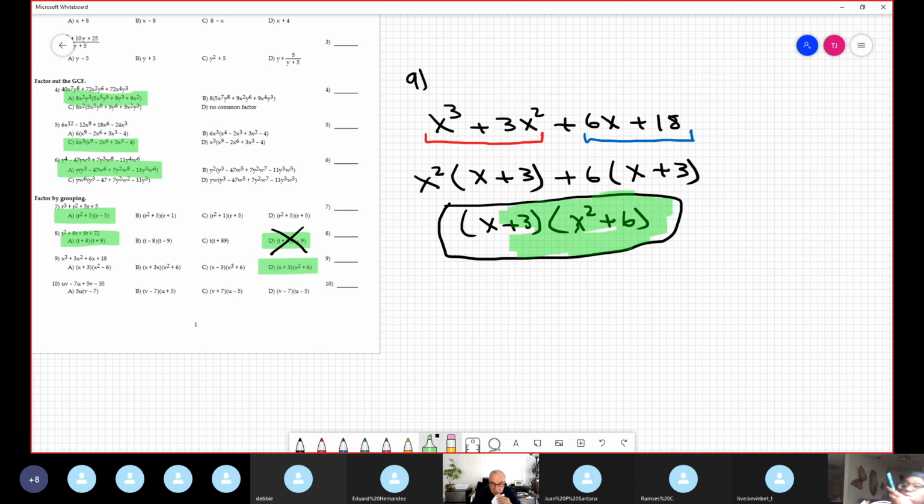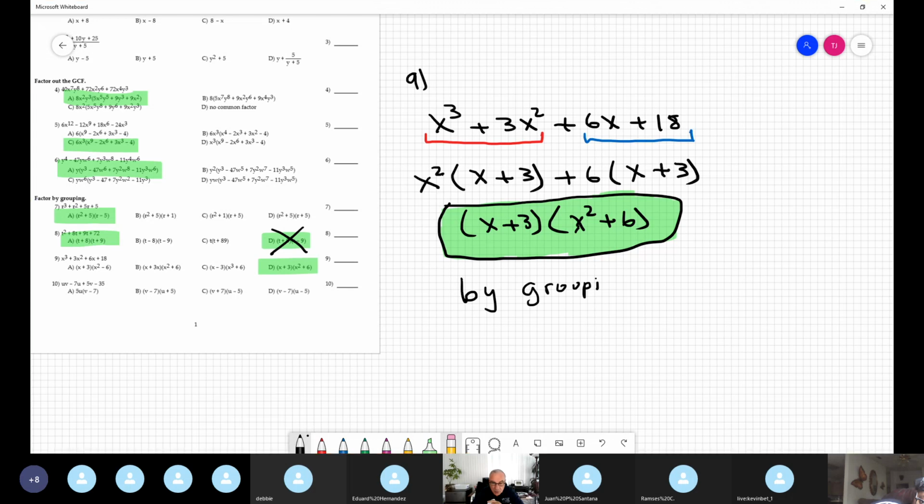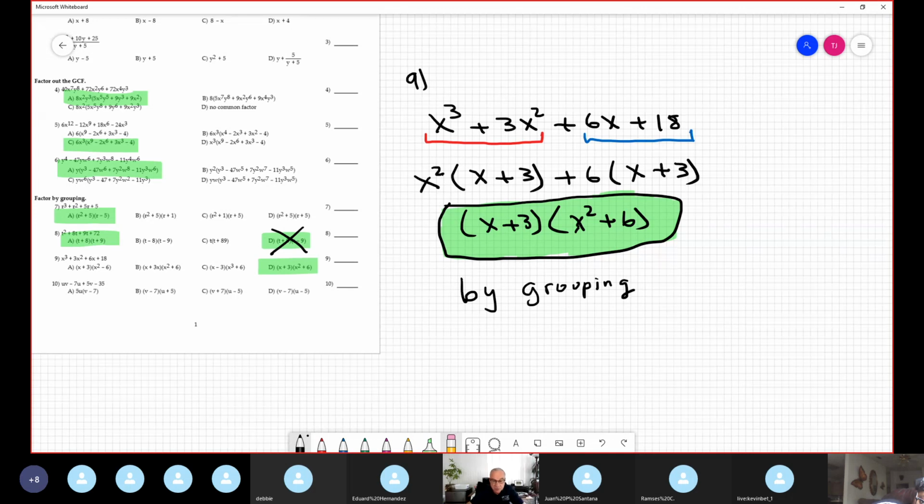Create a common factor. Factorization by grouping we are doing now. Grouping is applied when you have 4 terms and there is no greater common factor in the whole expression. So you select by couple. By couple. Okay. Grouping. Easy.